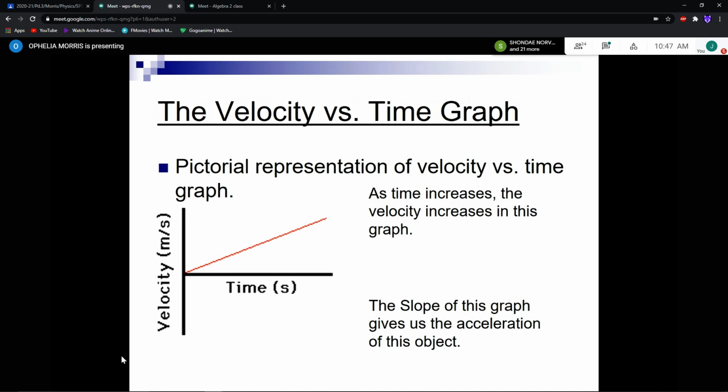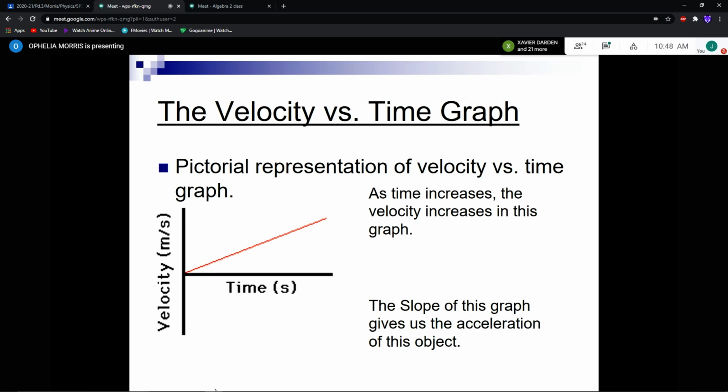So this is called the velocity time graph again, right? Velocity is on your y-axis, in meters per second. Time is on your x-axis. So they're giving you a visual representation. If they say the velocity time graph, what does it represent? As time increases in this example, because it's an increasing slope, the velocity also increases, right? Now, the slope of this graph is acceleration.